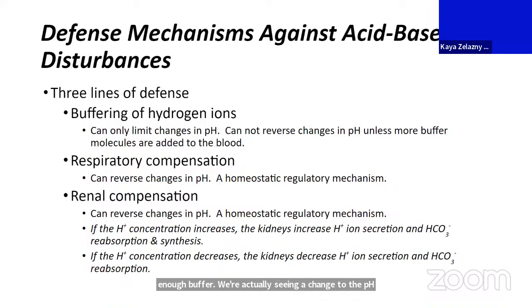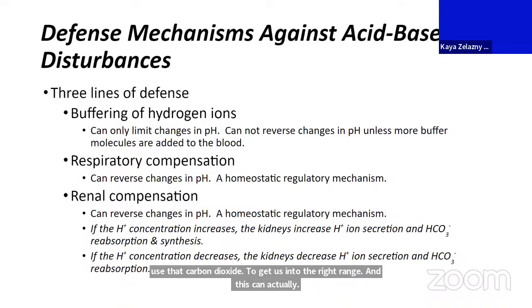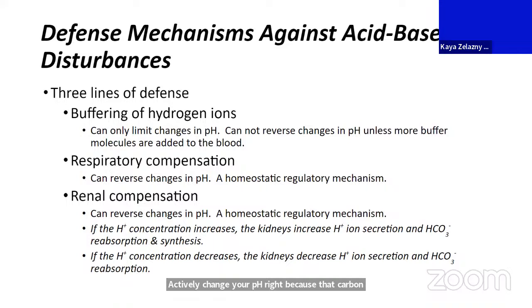Okay, so next thing we're going to do is change our breathing. Okay. So that's our respiratory compensation. So if we see a pH change, part of our homeostatic regulatory mechanism is going to be to try to breathe faster or slower to adjust, to use that carbon dioxide to get us into the right range. And this can actually actively change your pH, right? Because that carbon dioxide is an acid, you're either bringing it in or breathing it out. So you are actually changing the composition of the blood here.